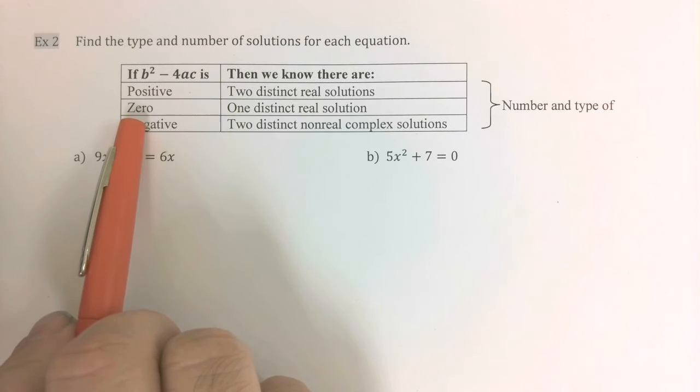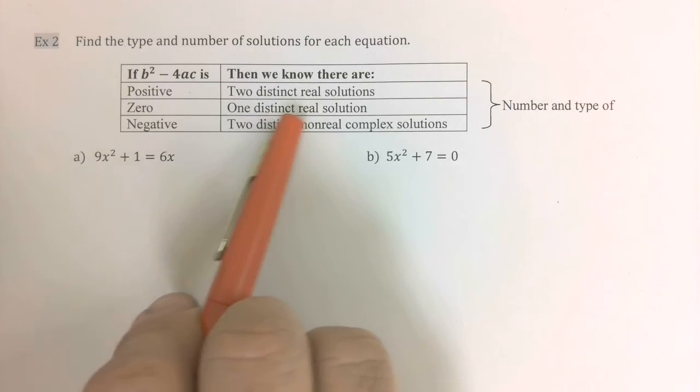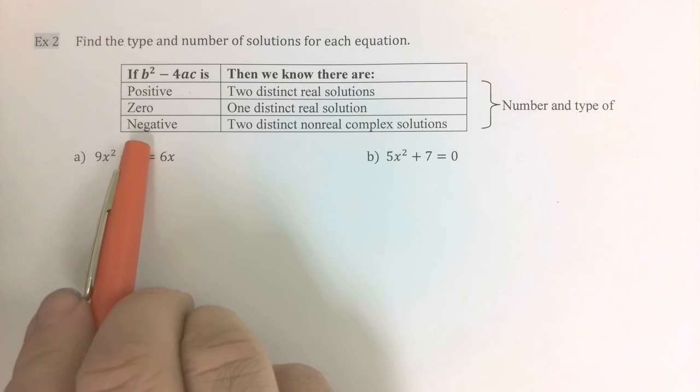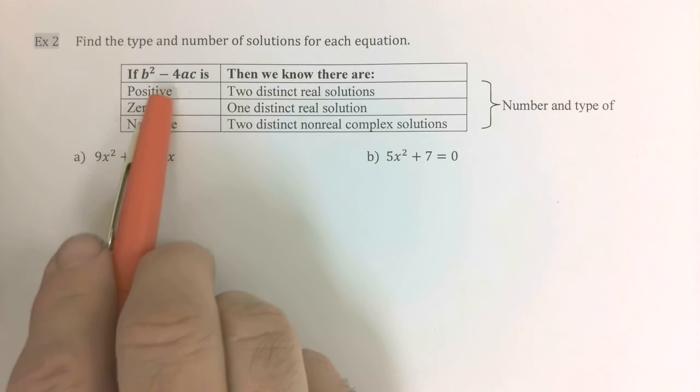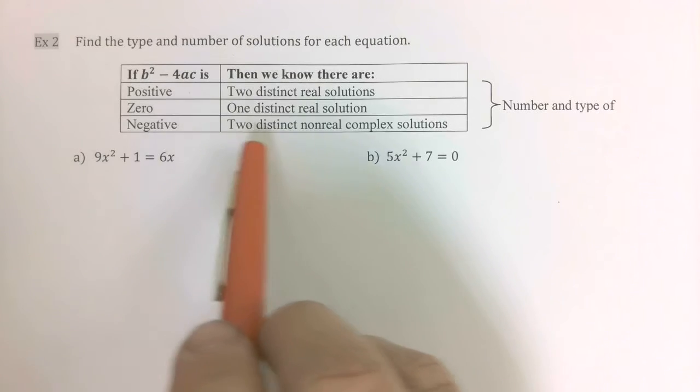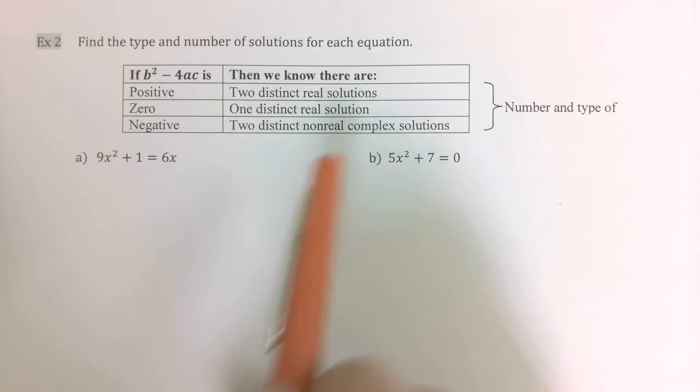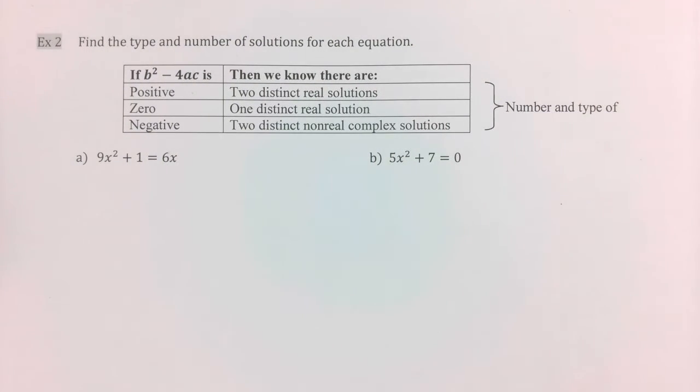If you get 0 for your discriminant, when you calculate b squared minus 4ac, then there is only 1 solution, and it's a real number. And if you get a negative number when you calculate b squared minus 4ac, you do get 2 solutions, but they end up being complex numbers instead. Our book says non-real complex solutions.